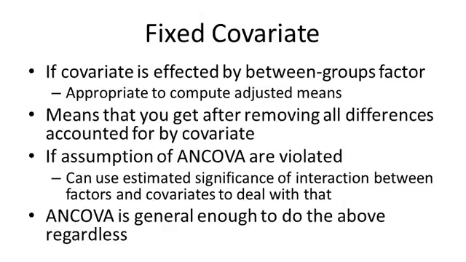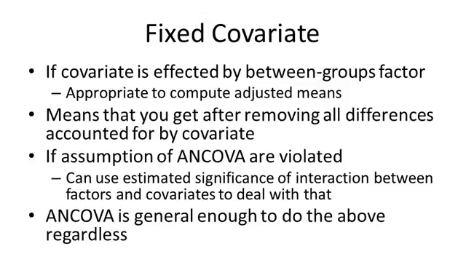Extending the fixed covariate some more, if the covariate is affected by between groups factors, so in the case of the IQ increasing as well as the math skills, then it's appropriate to compute the adjusted means. In this case, the means that you get are after you removed all differences accounted for by that covariate. And so in this case, when the ANCOVA assumption is violated, that the covariate does not change across between group factors, then you can use this estimation to get an estimate of significant interaction between the factors and covariates.